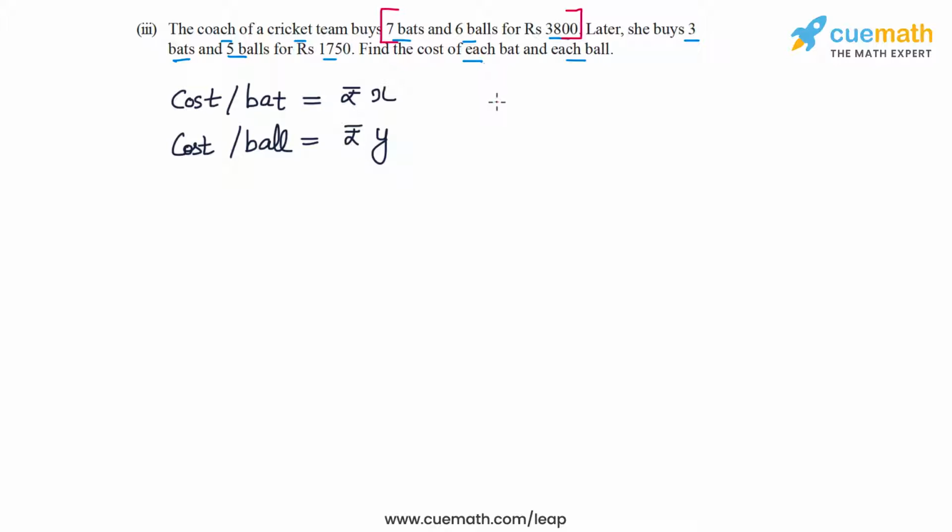Now 7 bats will cost 7x rupees because the cost per bat is x rupees, and 6 balls will cost 6y rupees because the cost per ball is y rupees, and their total should be equal to 3,800. So this is the first equation that we get. And now the second piece of information we have is 3 bats and 5 balls for 1,750 rupees. So 3 bats will cost 3x rupees, 5 balls will cost 5y rupees, and their total should be equal to 1,750. So this is the second equation in x and y.